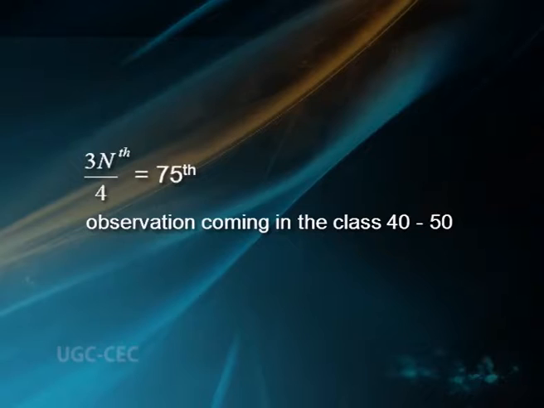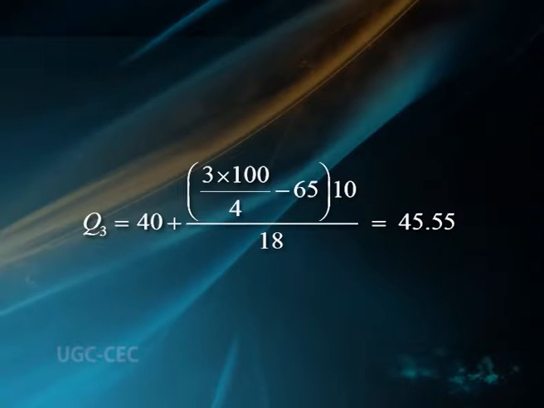The third quartile Q3 equals L3 plus (3N by 4 minus M3) into C3 divided by F3. The 3N by 4, that is the 75th observation, is coming in the class 40 to 50. Then Q3 equals 40 plus (3 into 100 by 4 minus 65) into 10 by 18, that is 45.55.